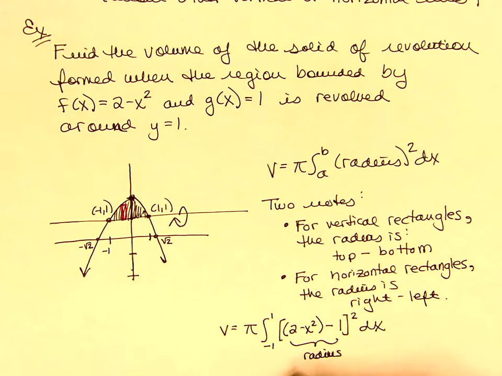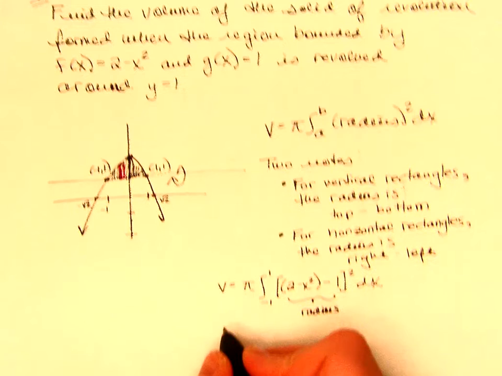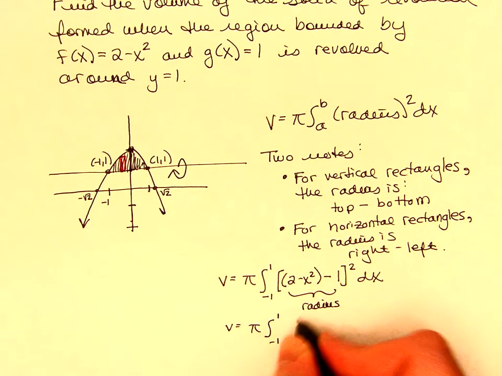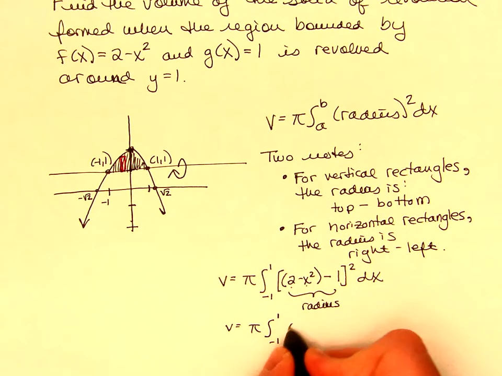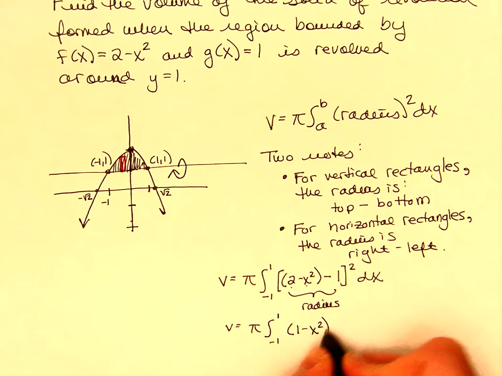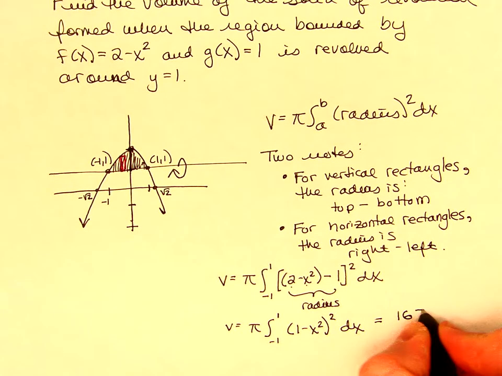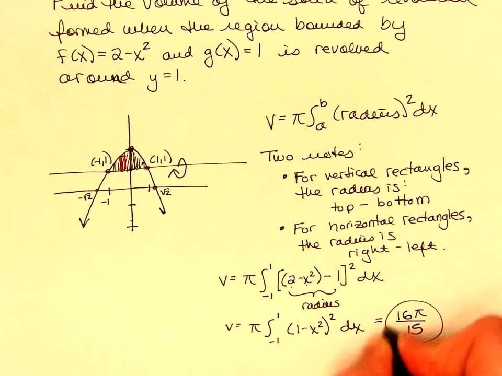At this point, you are welcome to simplify this if you want, or you don't have to bother, and you can go straight to the calculator. I might as well simplify it, because I can. 2 minus x squared minus 1 is really just 1 minus x squared. I'll square that radius. Go to the calculator, do your fnInt stuff, although this one I feel like you certainly could multiply out and then integrate using our integration rules. But if you go to the calculator, maybe push pause so you can do this before I just give you the answer. And you should get 16 pi over 15.